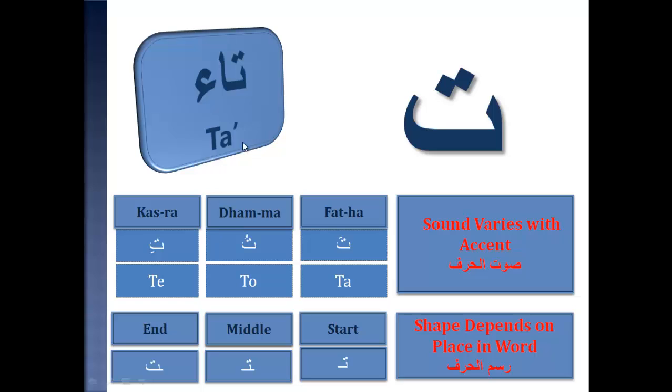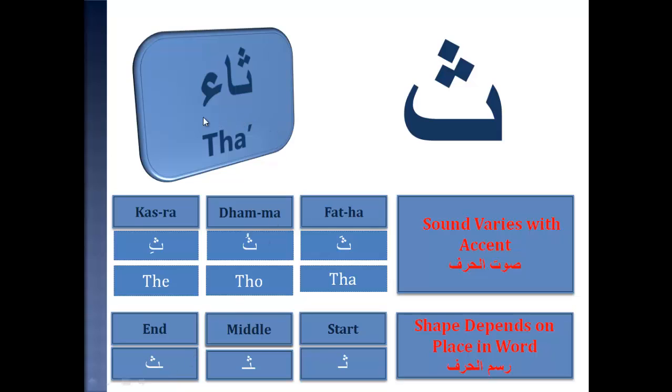The next letter is ta, and the three basic sounds are ta, tu, and ti. Similar to the ba, the ta in the start and the middle, only the front section is written. At the end of the word, the letter takes its original shape.